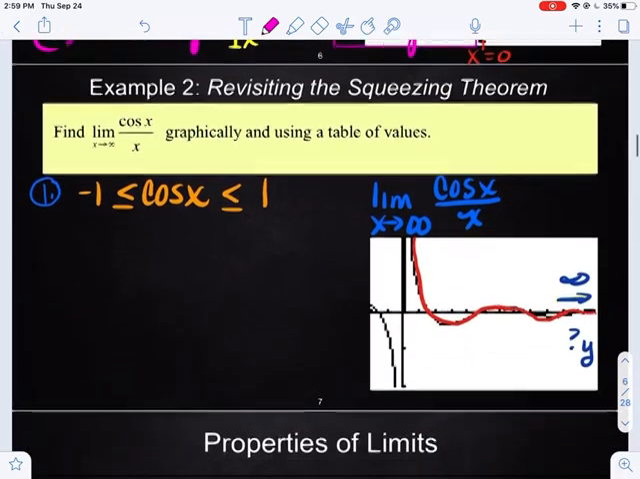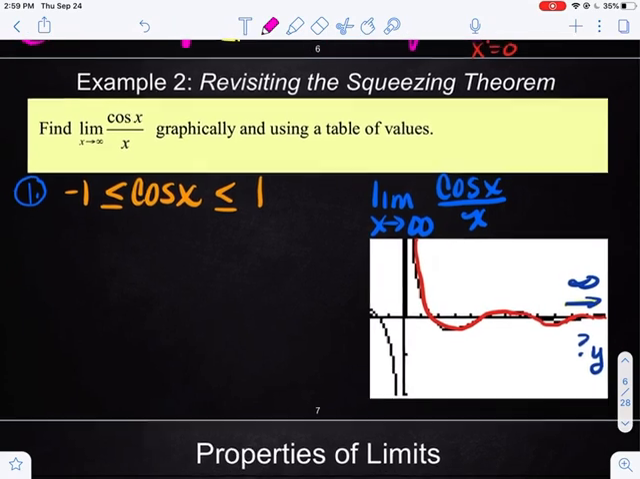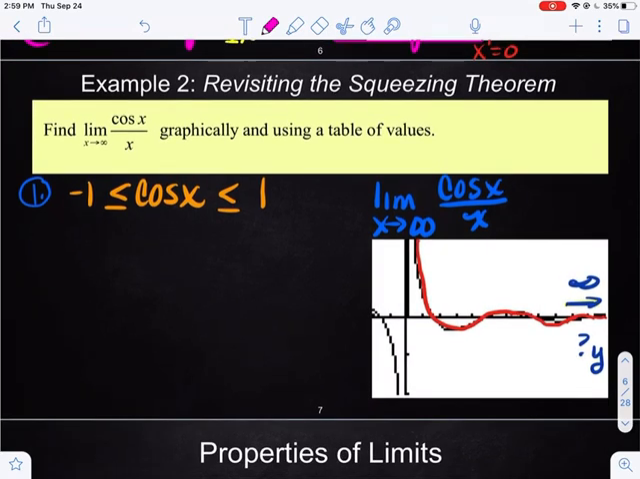Okay, now let's look at the second one. Revisiting the squeezing theorem, we have the limit as x approaches infinity of cosine x over x. We want to handle it graphically, and you can kind of see what it's doing. It looks like it's wrapping around the x-axis, and I highlighted that function in red there. As x goes to positive infinity, what's happening to y? It looks like it's going to 0, right? Well, we don't want to just say that. We want to have some kind of graphical confirmation.